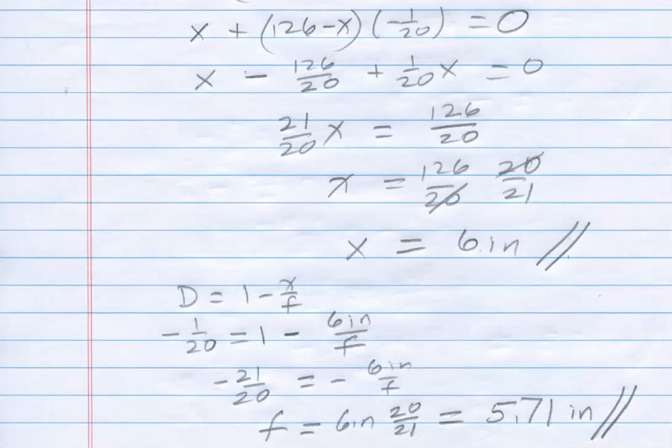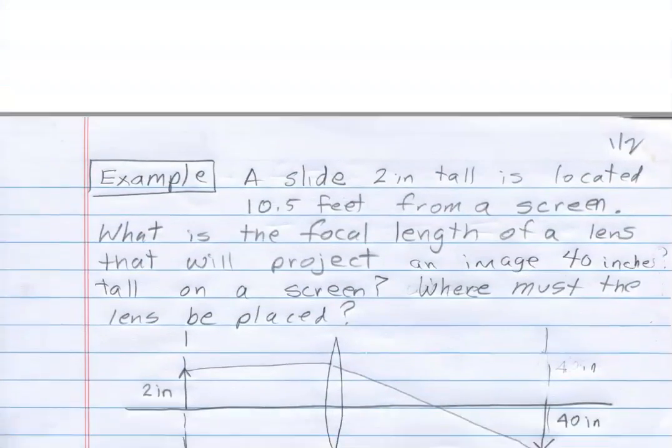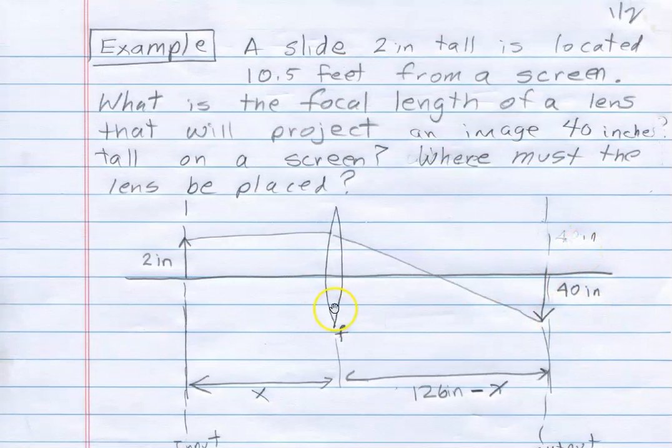Well, I'm not really used to working in inches here, but one has the final solution. The focal length of the lens needs to be, this needs to be a lens with focal length 5.7 inches, and this distance x that this needs to be in front of that lens is 6 inches.